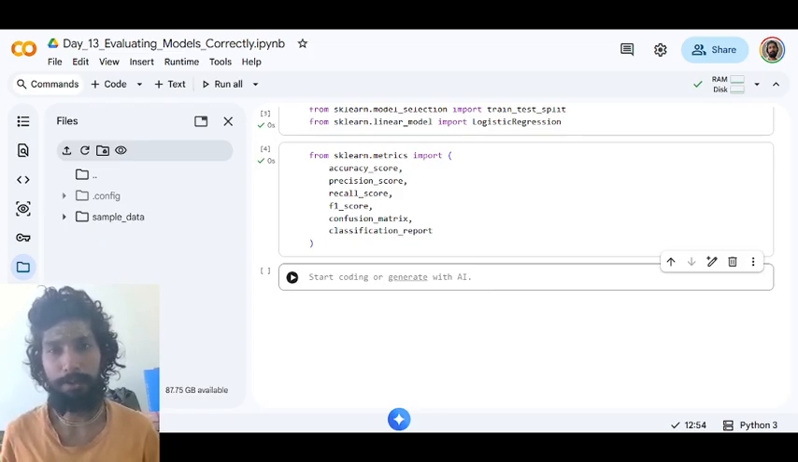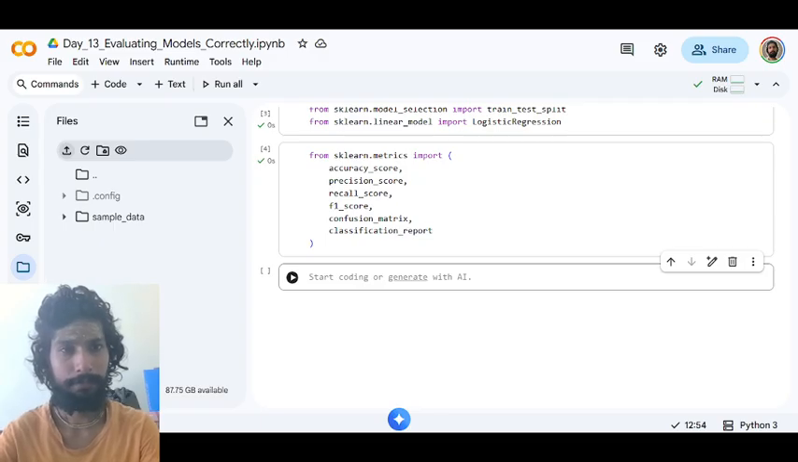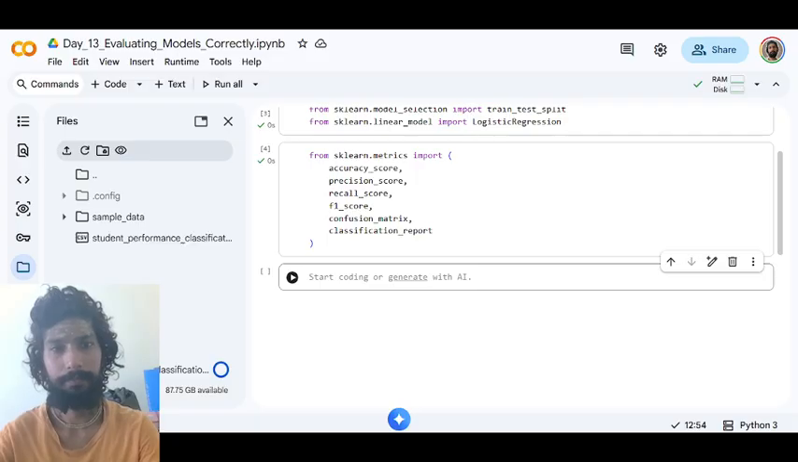We will use the same student performance dataset that we used for our earlier lessons. Open the file section on the left of Google Colab and click on the upload button. Upload student_performance_classification.csv. After uploading the file, load it using Pandas.